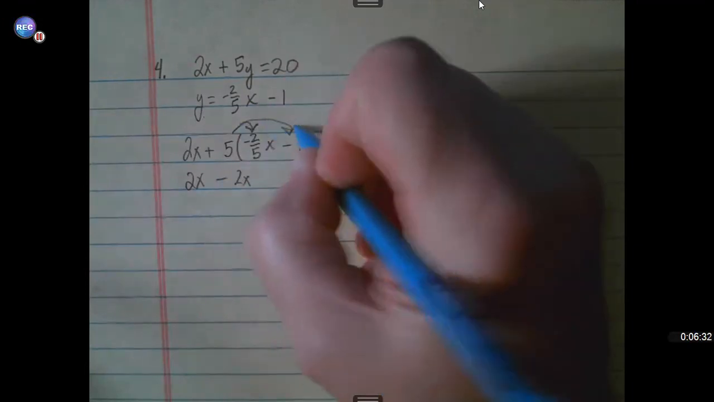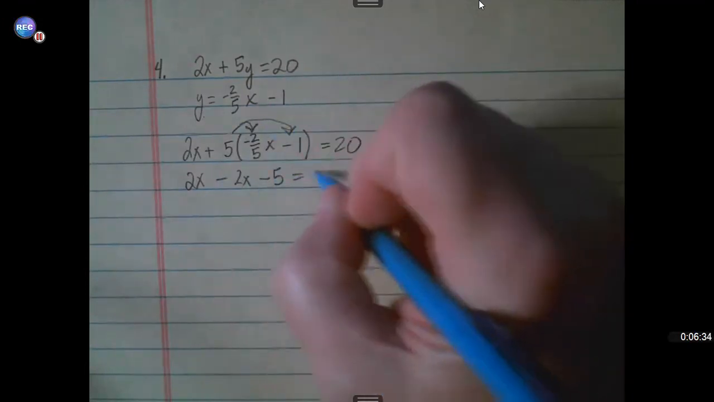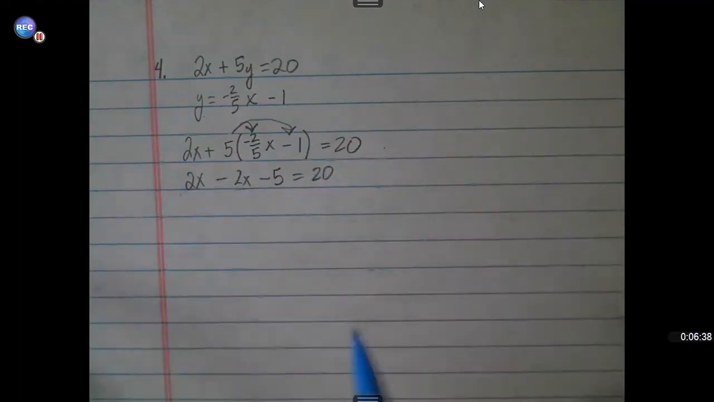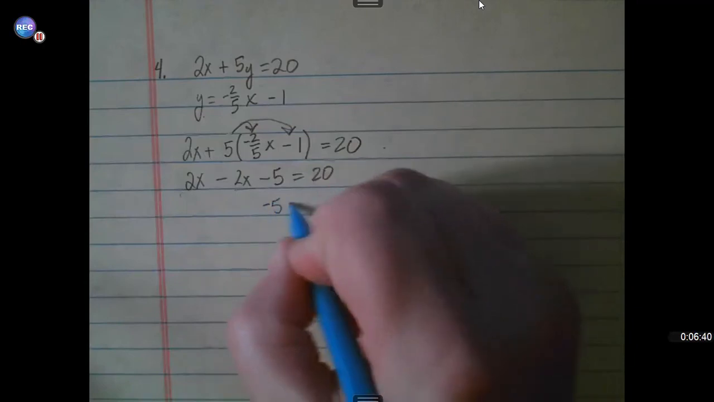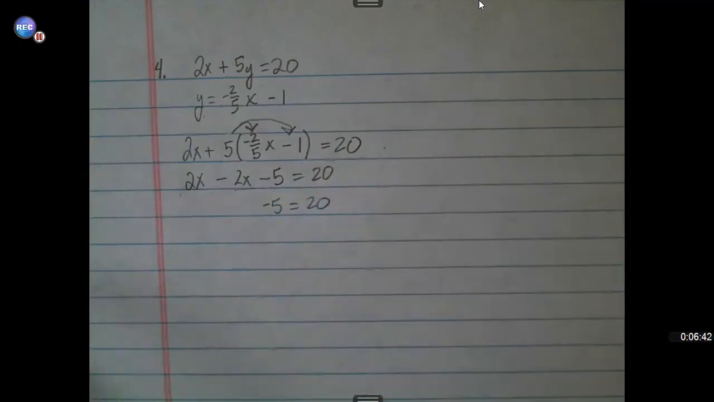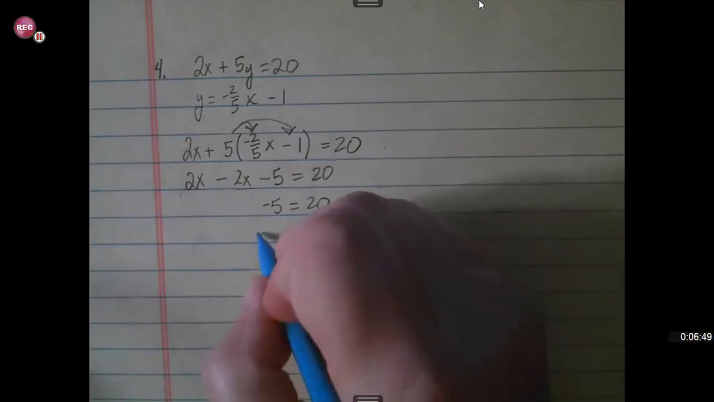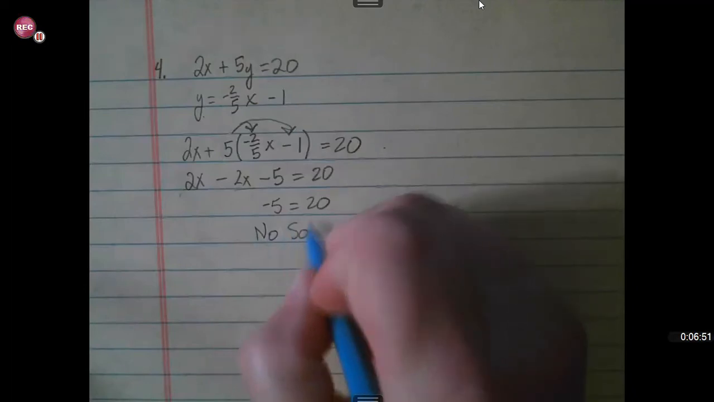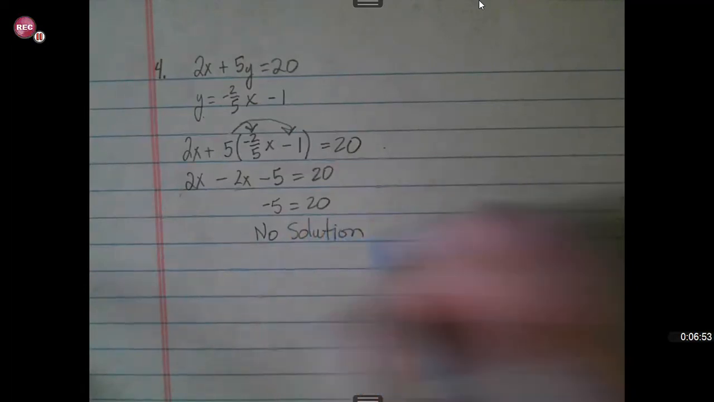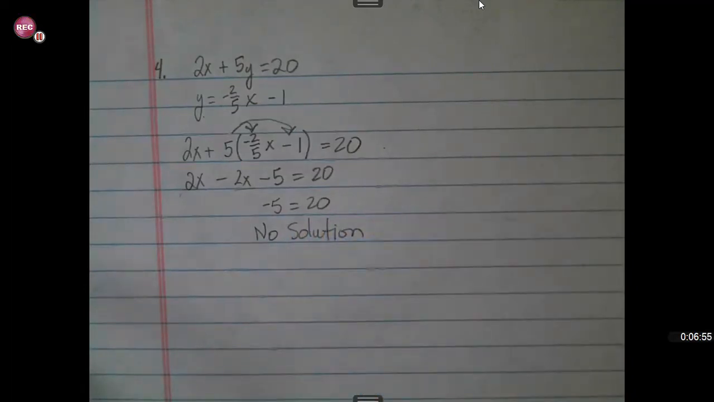So let's see. 2x, distribute here. I get minus 2x, distribute minus 5 equals 20. The 2x's drop out. It's okay. I get negative 5 equals 20, which is not true. Negative 5 doesn't equal 20. Sorry to say, so there is no solution. These lines are parallel. So sad.